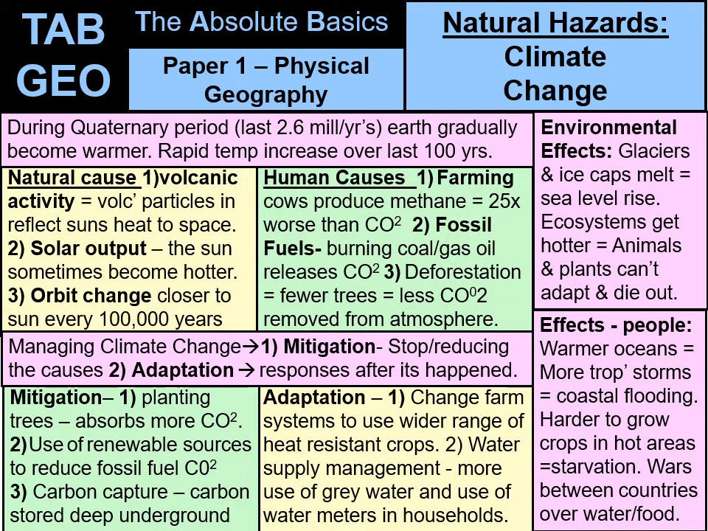Here's the tab Geography, the absolute basics about this topic. You can see that during the Quaternary period, the last 2.6 million years, the Earth has gradually become a little bit warmer. Also, the temperature has fluctuated, and there have been rapid increases in temperature over the last 100 years. The rest of these sections we're going to go into in more detail in the rest of this presentation, but pause here if you want to have a quick scan through.